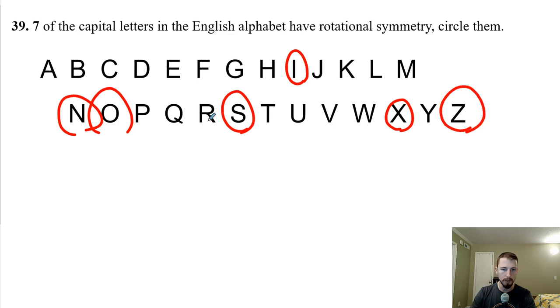Do we have 7? 1, 2, 3, 4, 5. Ooh, there's only 6. Am I missing one? I've got to be missing one. Which one could I be missing? This one's not 120 degrees, so that's not it. V, W, T, R, S, Q, P. I don't know what I was thinking.